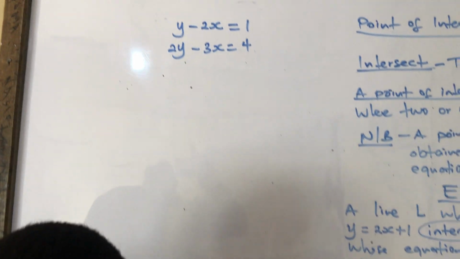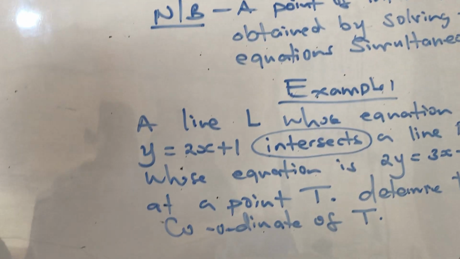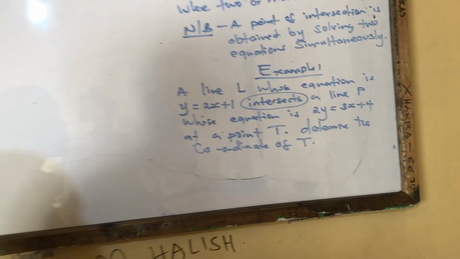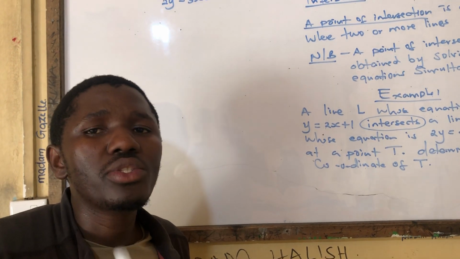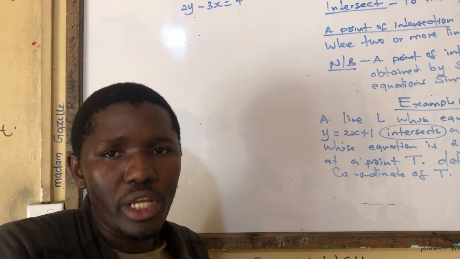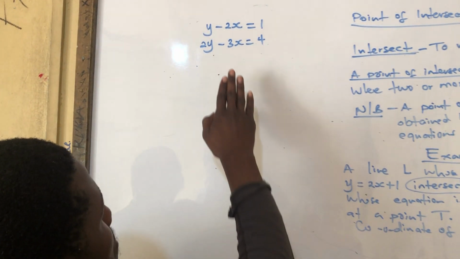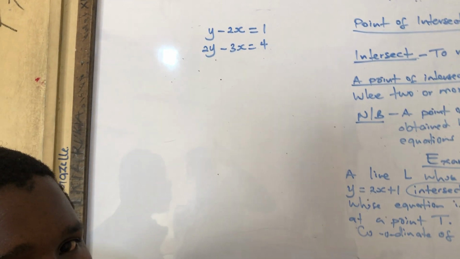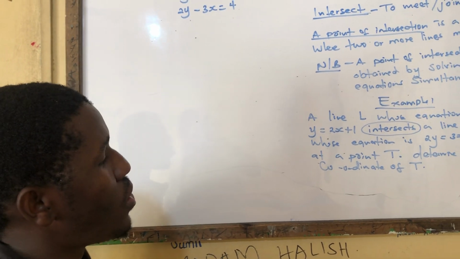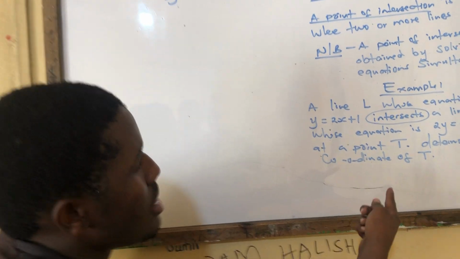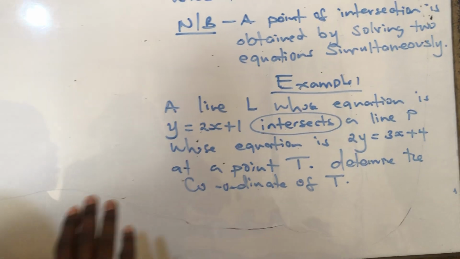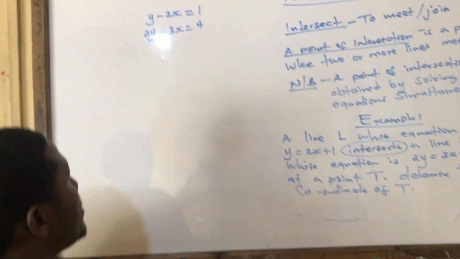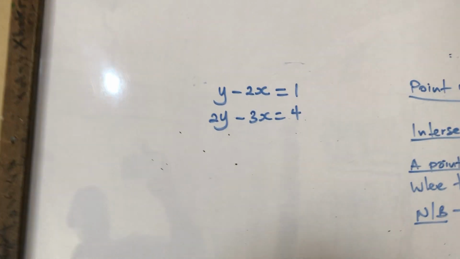Please do take note, carrying the 2x over and carrying the 3x over is an optional step. It is not compulsory. I've just decided to go for that to make it look like the normal simultaneous equations we know of every day. But please do take note, transferring the 2x over and transferring this 3x over is an optional step you can decide to ignore. So what do we have here? These are what we call simultaneous equations.